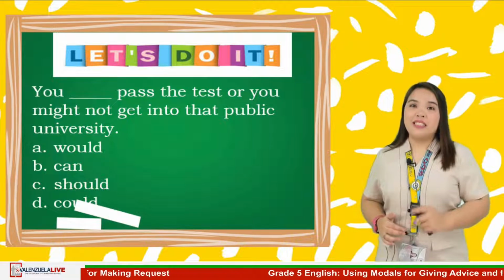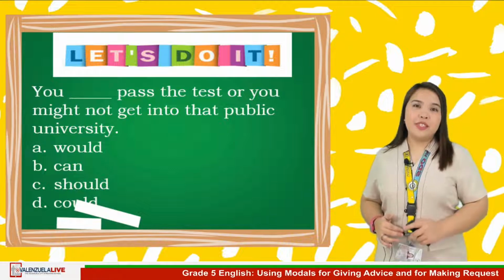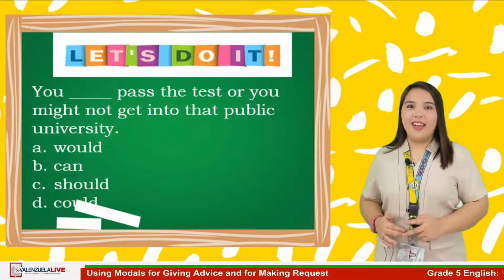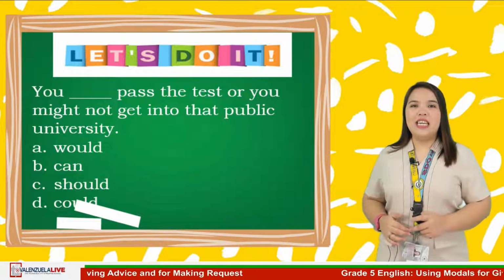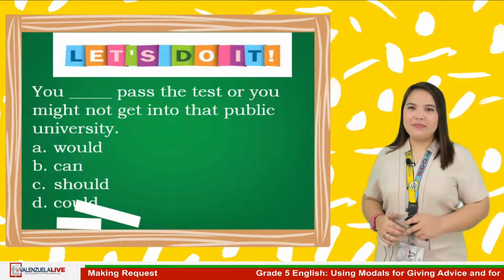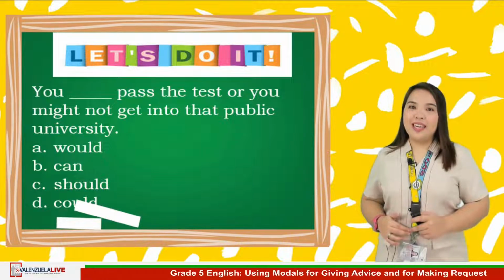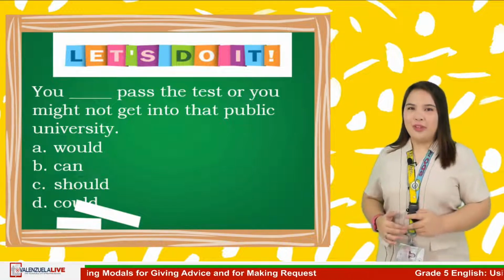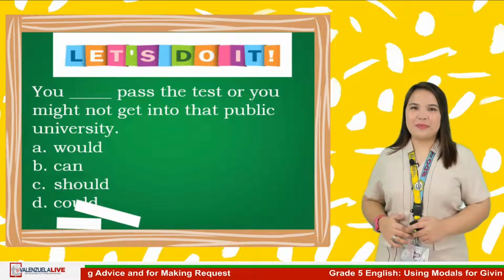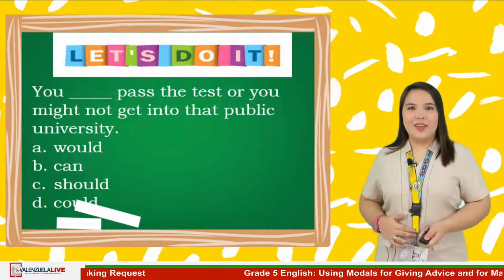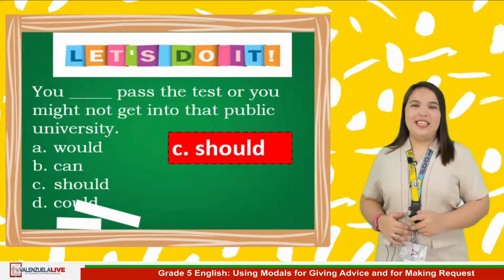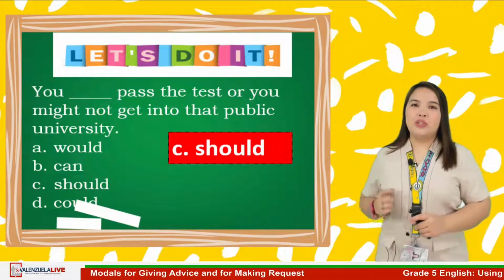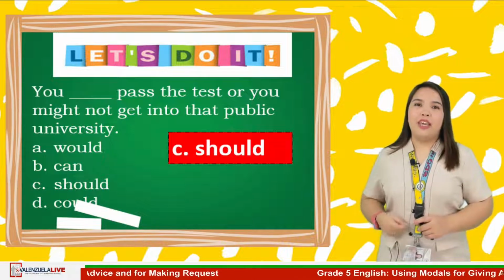Next, you blank pass the test or you might not get into that public university. Is it A, would, B, can, C, should, or D, could? Type the letter of the correct answer. The correct answer is letter C. You should pass the test or you might not get into that public university.